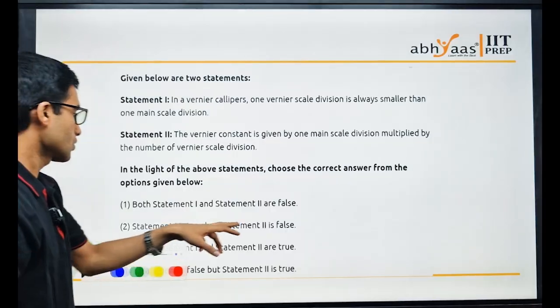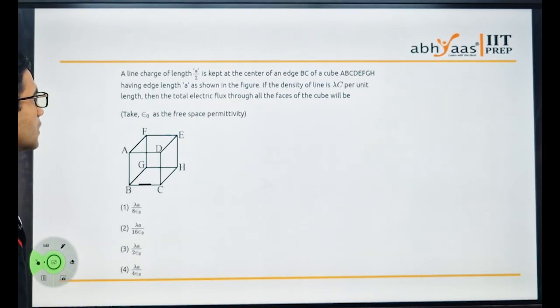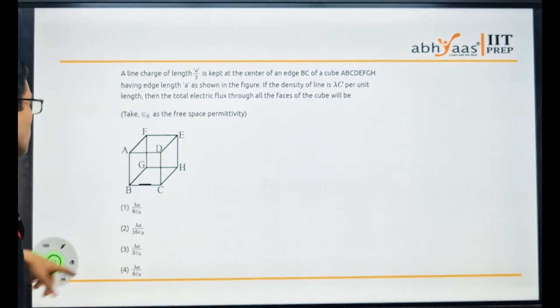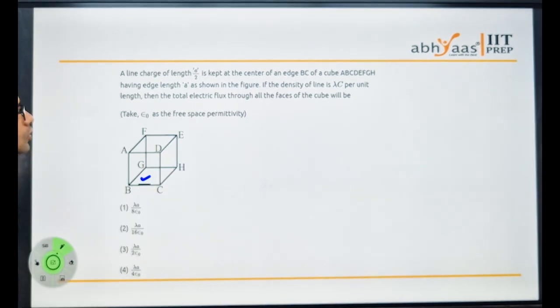So now going to the next question. In this question, it is based on the electric flux, where the line charge is there, exactly at the BC.